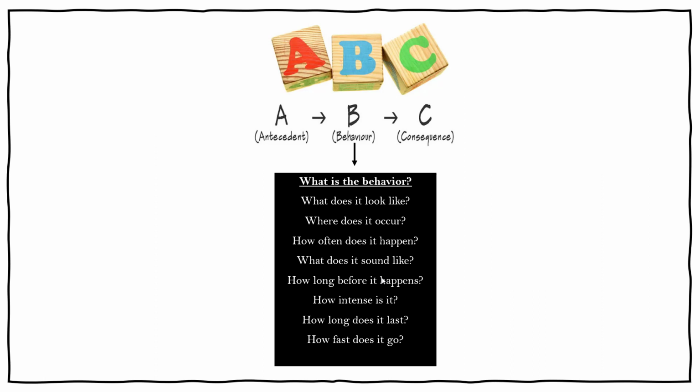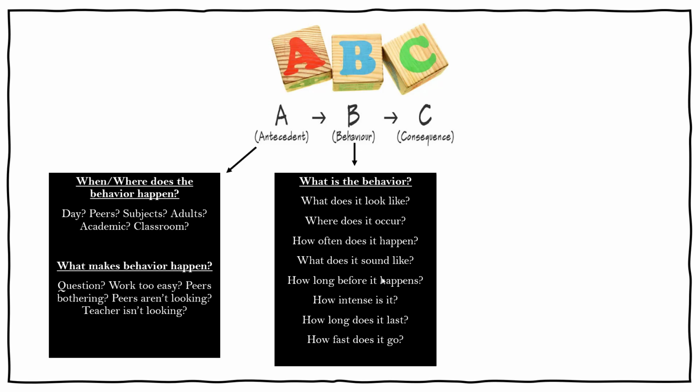When you go in to observe and do an ABC analysis, you're going to write down when the behavior occurs, your behavioral definition, and also what happens right before the behavior occurs in the environment. These are what we refer to as the predictors of behavior. These are the questions you're going to ask yourself. When and where does the behavior happen? What day does it happen on? Are peers around? Are adults around? Is it when the kid is engaged in academic tasks or free time? Is it in group instruction or individual instruction? Is it in the classroom? Is it in the lunchroom?